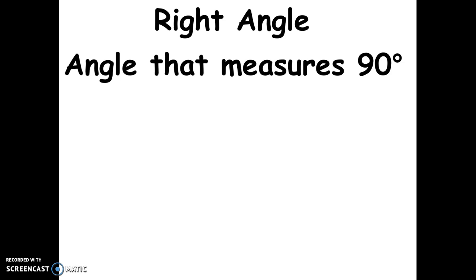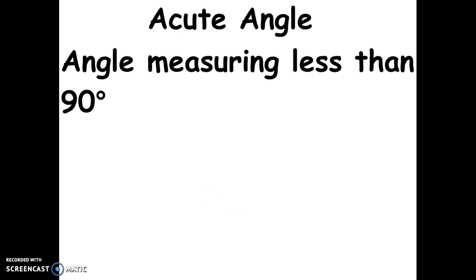A right angle is an angle that measures 90 degrees. So this would be a right angle. And this, of course, is a 90-degree angle. An acute angle is an angle measuring less than 90 degrees. So think small when you think acute. So this is actually less than 90 degrees. It's a small angle. It's smaller than 90 degrees.